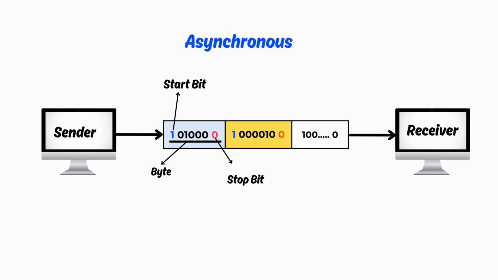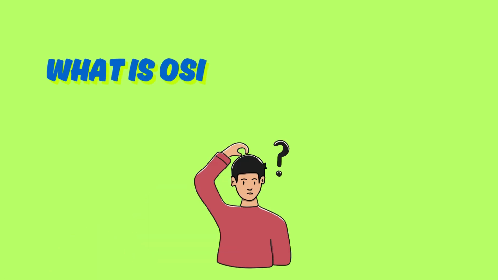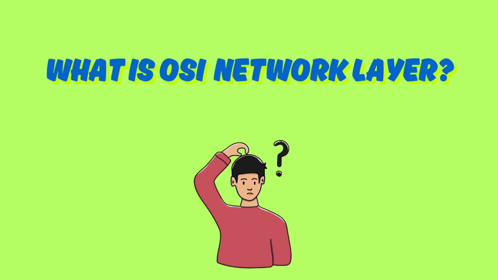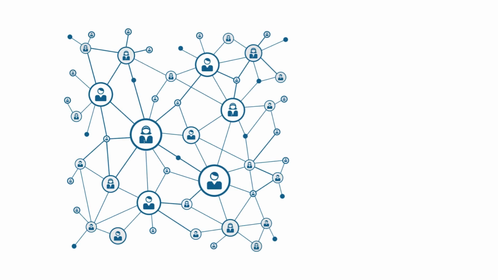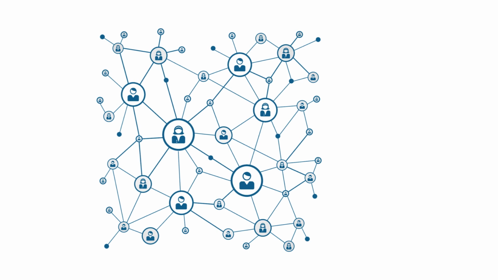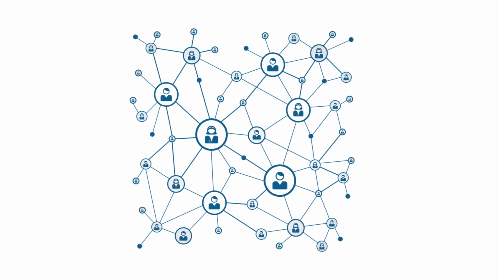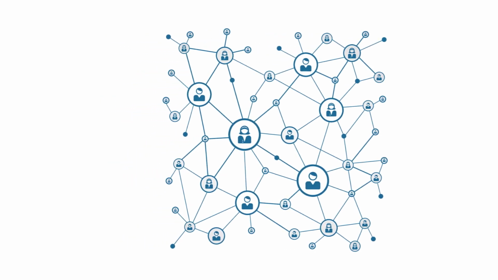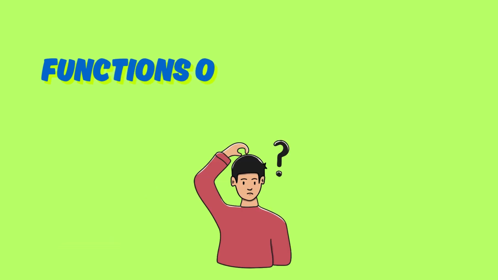The data link layer decides which communication should be adopted. Welcome to the third layer of the OSI model, which is called the network layer. This is the layer where things get smart. Why? Because it is responsible for delivering data across different networks, not just within the same local area network.